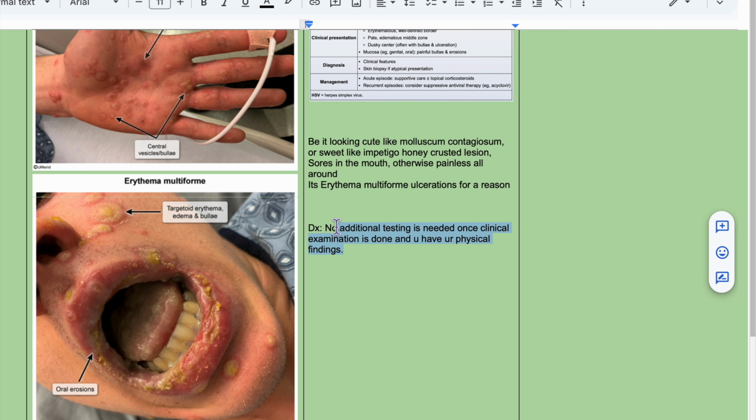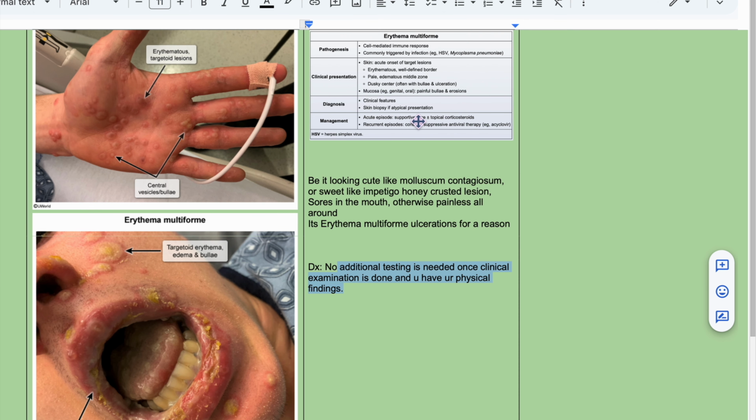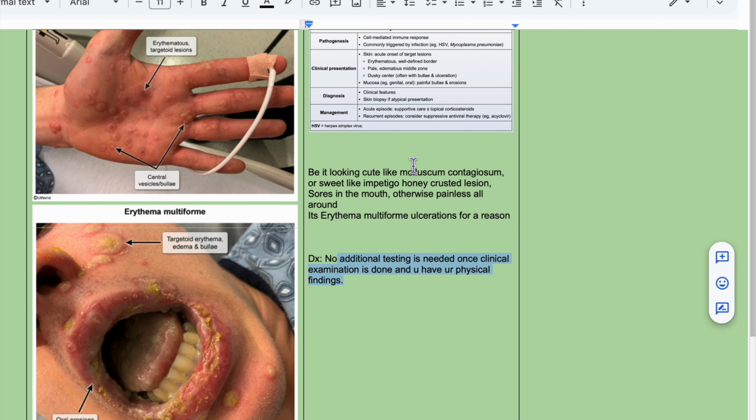Okay, so no additional testing is needed. Manage it with supportive care and topical corticosteroids. For recurrent episodes, consider suppressive antiviral therapy like acyclovir.